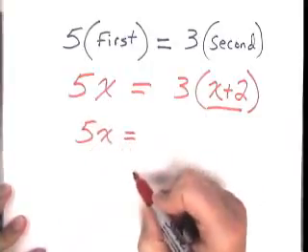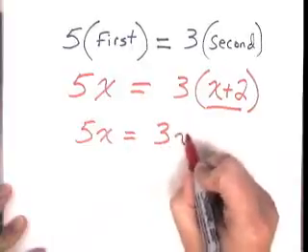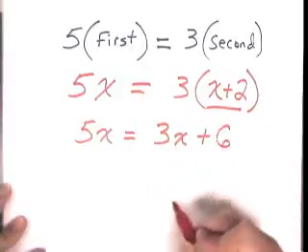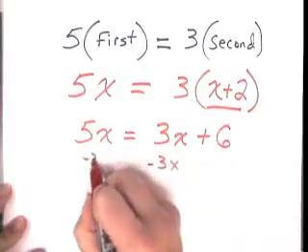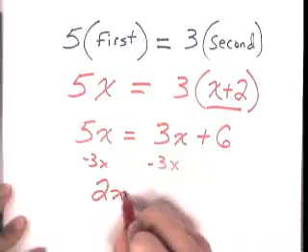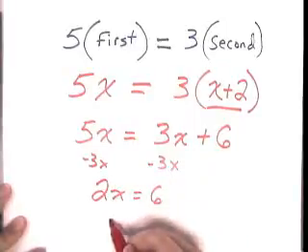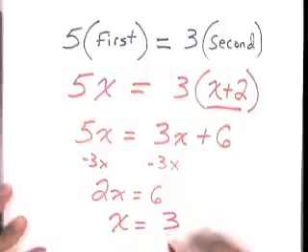5x is equal to, we're going to use the distributive property here, 3x plus 6. Now if I subtract 3x from both sides, 2x is equal to 6. Divide by 2, I have my solution of x is equal to 3.